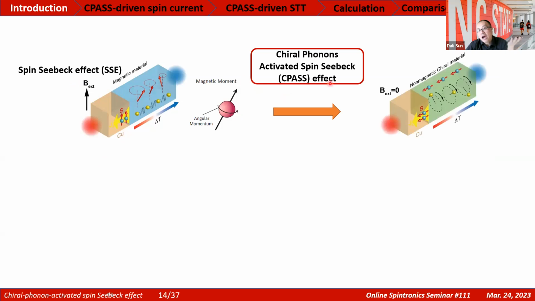Now if we have chiral-phonons, we don't need any magnons. The phonon itself has angular momentum by applying a temperature gradient. We drive the non-equilibrium chiral-phonon to propagate through the non-magnetic chiral material. The angular momentum can in principle be transferred into the adjacent layer and give you a spin current. We call it the chiral-phonon activated spin Seebeck. So it's the CISS effect, right?